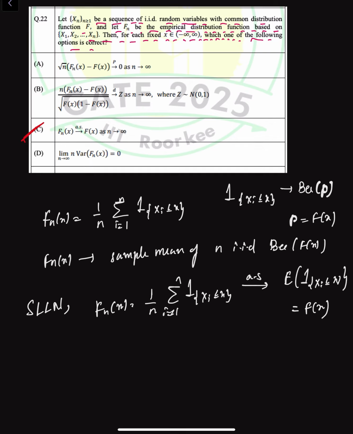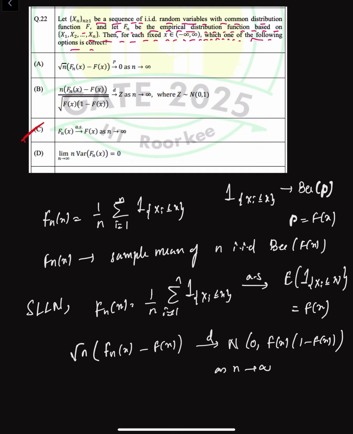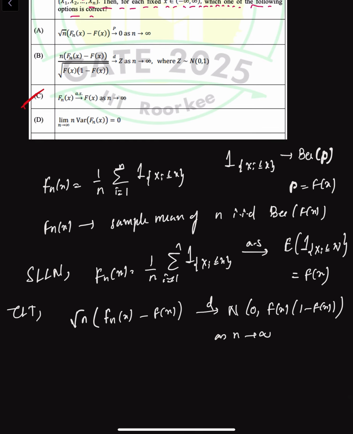Now by the central limit theorem, root n into Fn(x) minus F(x) converges in distribution to normal with mean 0 and variance F(x) into 1 minus F(x) as n tends to infinity. But option A states that it tends to 0 as n tends to infinity, therefore it is wrong.